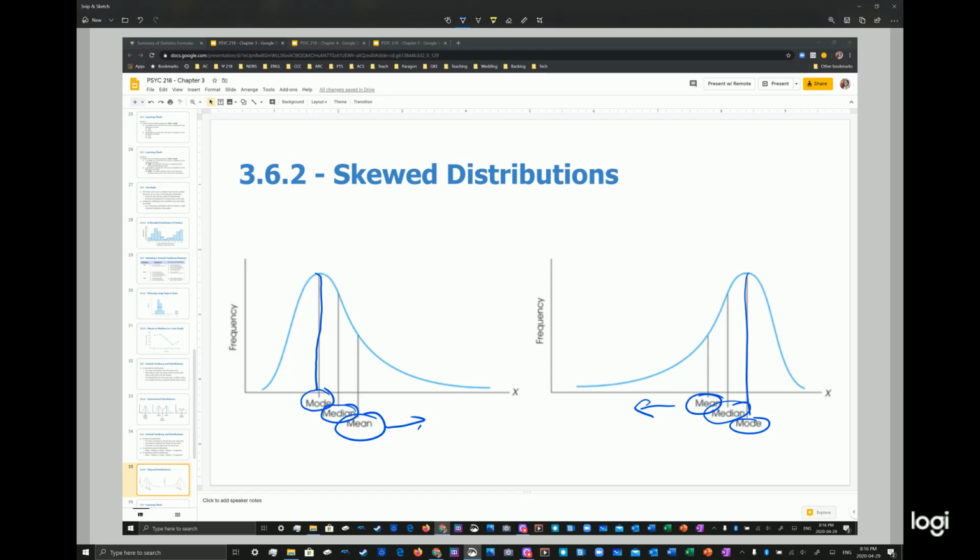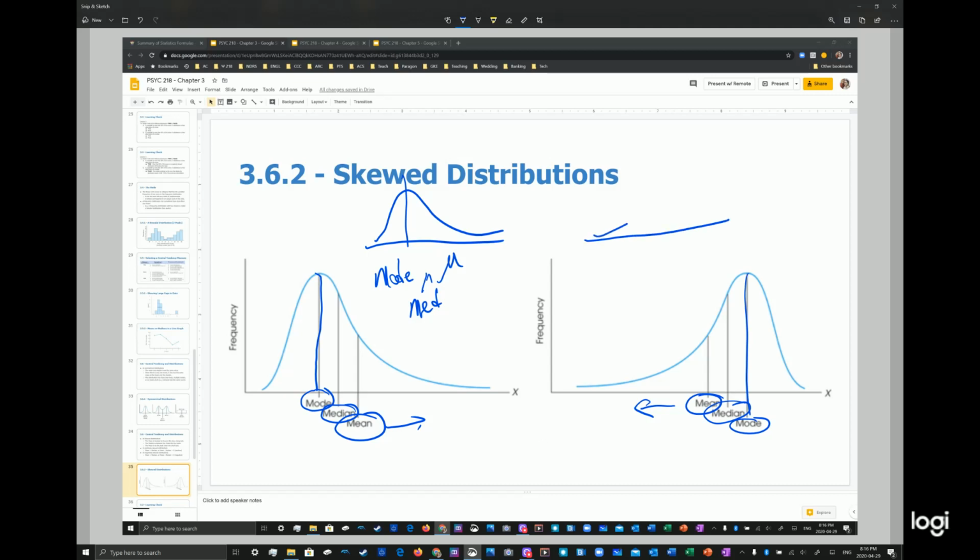Again, a good practice is just draw it out. Okay, well, positively skewed. I know the mean's going to be here somewhere on the right. I look at the mode. That's pretty simple. It's the peak. Can't argue with that. And then the median would be somewhere in the middle.